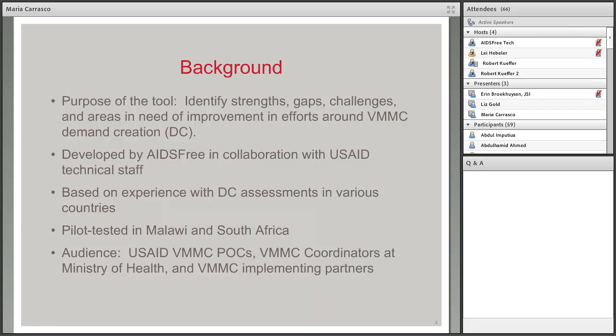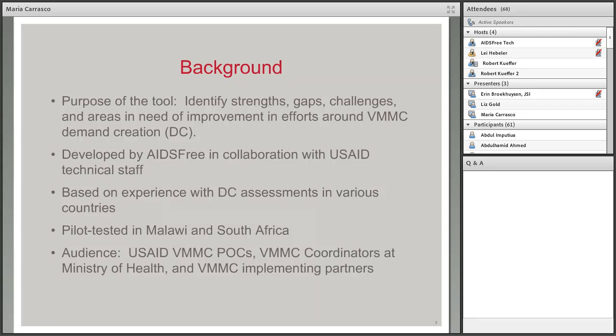So a little bit of the background. The purpose of the assessment tool is to identify strengths, gaps, challenges, and areas in need of improvement in your VMMC demand creation work. The tool was developed by AIDSFree in collaboration with USAID technical staff, and it is based on experience conducting VMMC demand creation assessments in various countries over the last 5 years, or even a little bit longer. As you can see, we've really put into this tool all the experience from various assessments. We pilot tested the tool in Malawi and South Africa, and thanks to the teams in both of those countries for their help with this.